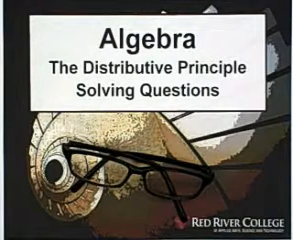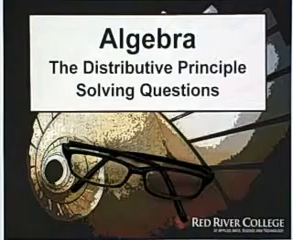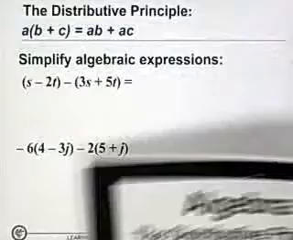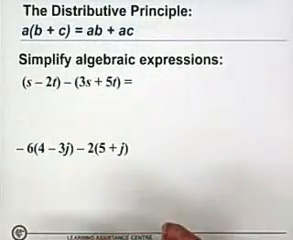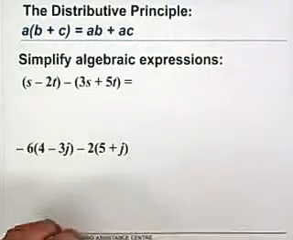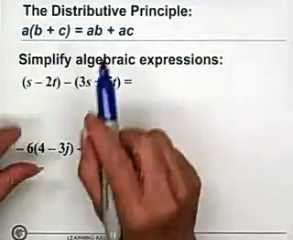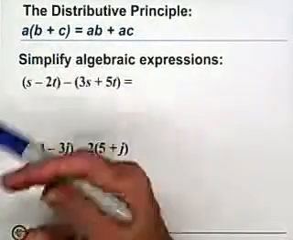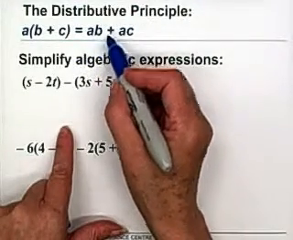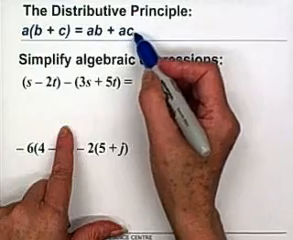We're going to be talking about the distributive principle and working through some questions. Now just a reminder, the distributive principle is this formula right here. A times (B plus C) equals A times B plus A times C.